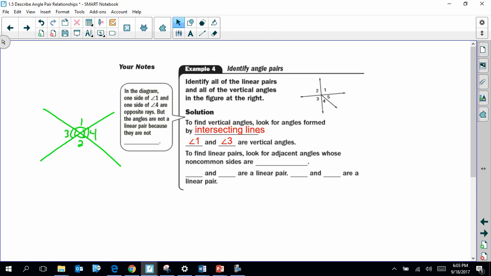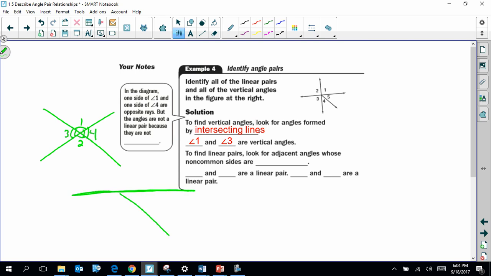To find a linear pair, now we're going to be looking at something that has to make a straight line, when I have two angles that share a side and a vertex. So looking at the diagram, I can see right here I have a line, and here I have a side that's shared between angle 1 and angle 2. So those form a linear pair.